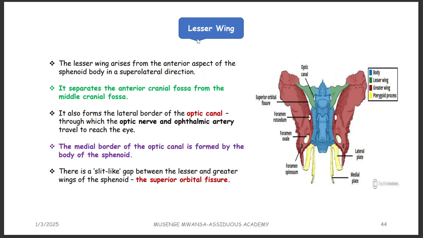When you look at the lesser wing, it has got what we are calling the optic canal. This canal which is here. The optic canal is where the optic nerve, which is the nerve that carries visual stimulus, is going to pass. For you to be able to see, the nerve that enables you to see is the optic nerve, right? So that's where it's going to pass, cranial nerve number two. Besides that, also the ophthalmic artery. The ophthalmic artery is the artery that will be supplying the eye. So it also passes there in the optic canal. Okay.